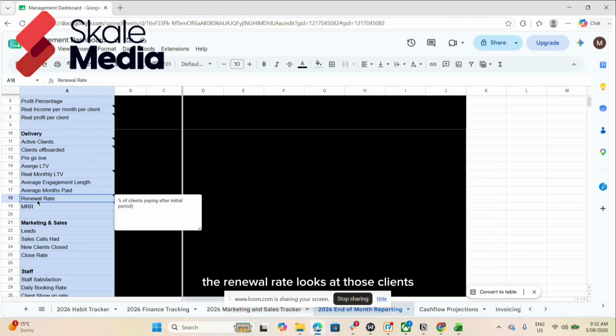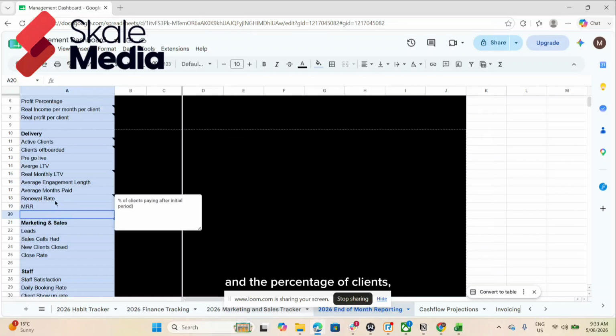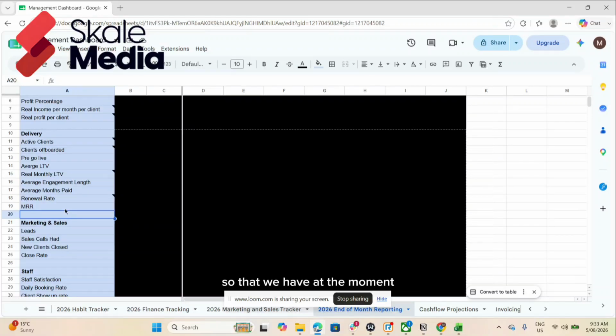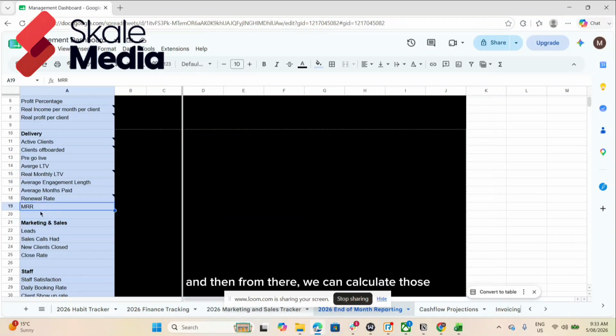The renewal rate looks at those clients that are in that first phase of their engagement. So for us, the first 3 months, and are they renewing after that first 3 months? We look at the percentage of clients that we have at the moment and what percentage of those have been longer than that 3-month period. And then from there, we can calculate those that are past that 90 days. What's our monthly recurring revenue out of that?